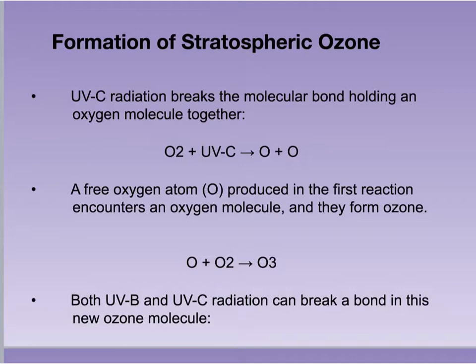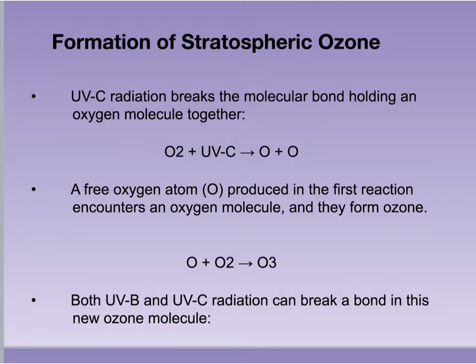This happens to only a few oxygen molecules at any given point. The vast majority of all the oxygen in the atmosphere remains in its O2 form. In the second step, a free oxygen atom, just O, produced in the first reaction, encounters another diatomic oxygen molecule, and that's how they form ozone. So that free oxygen meets another O2 and we get O3, hence ozone.